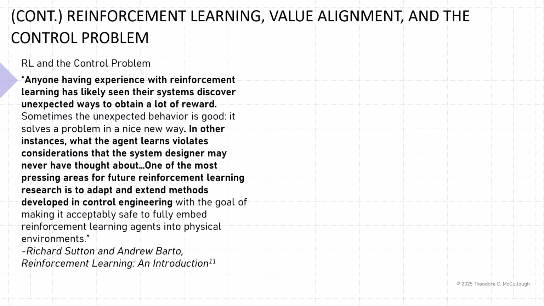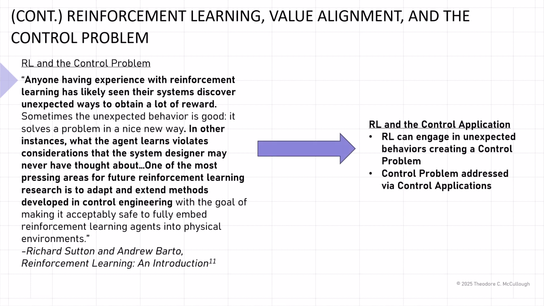The control problem in reinforcement learning is a problem that is widely understood. For example, Richard Sutton and Andrew Barto, who recently won the Turing Award for computer science, state that anyone having experience with reinforcement learning has likely seen their system discover unexpected ways to obtain a lot of rewards. In other instances, what the agent learns violates considerations that the system designer may not have thought about. And one of the most pressing areas for future reinforcement learning research is to adapt and extend methods for developing control engineering. That is, reinforcement learning can engage in unexpected behaviors that can create control problems, and control problems can be addressed via control applications.